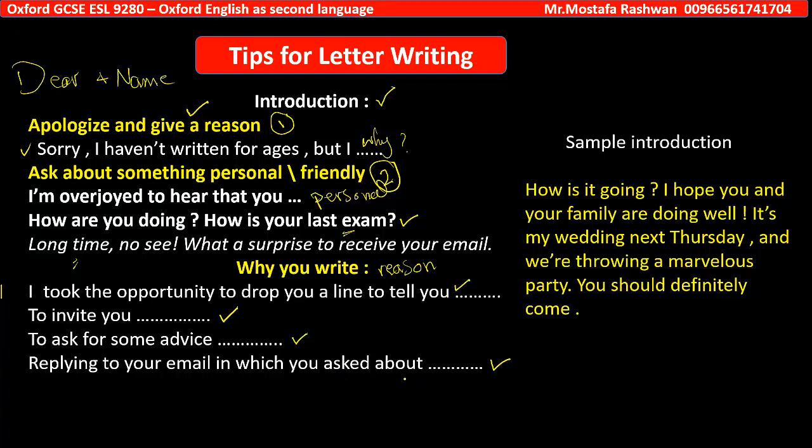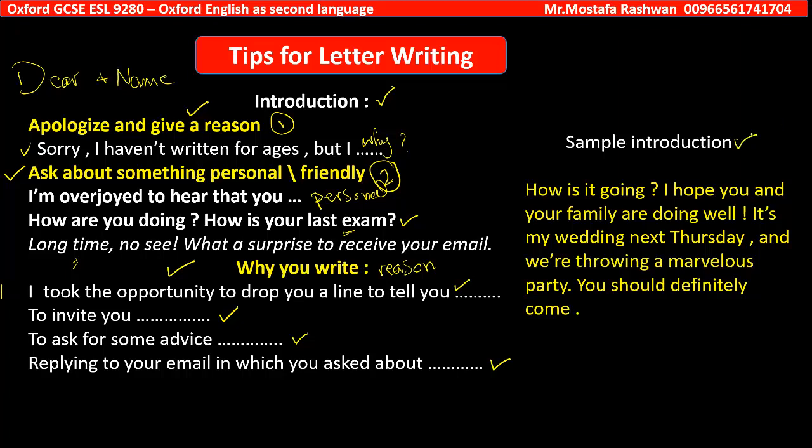So your introduction is 2 parts. Part 1 is apologizing for not writing to him. If you had been in contact for a short period of time, you can ask him about something personal. And finally, in your introduction, tell him why you write the letter.